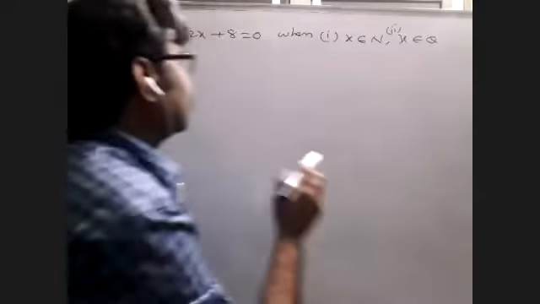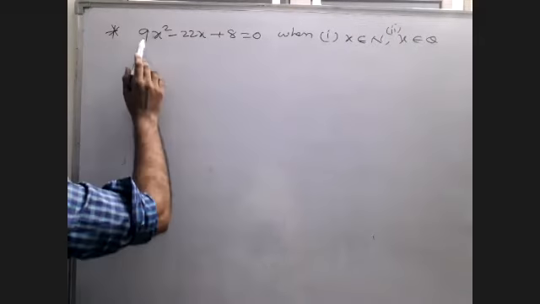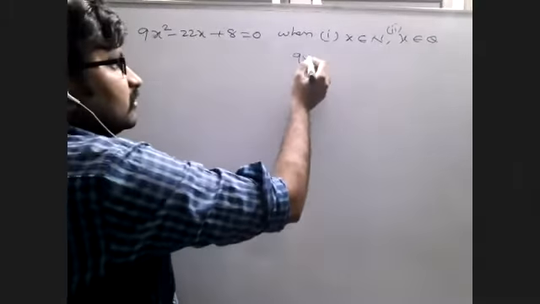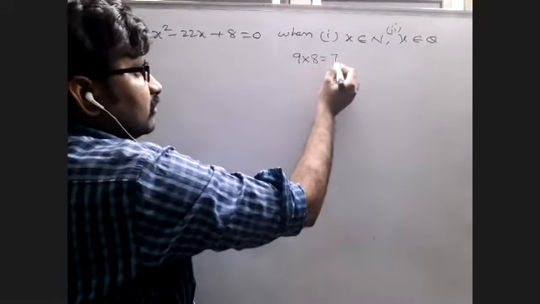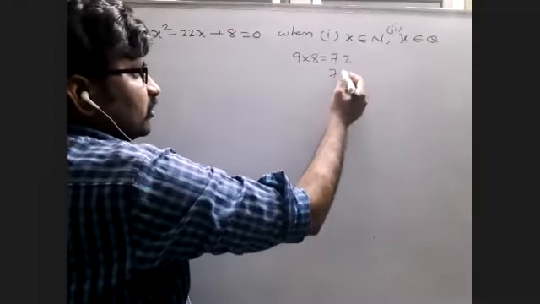Now listen. See here, 9x square minus 22x plus 8 is equal to 0 is given. 9 eights are 72, sir. You have to find factors for 72.